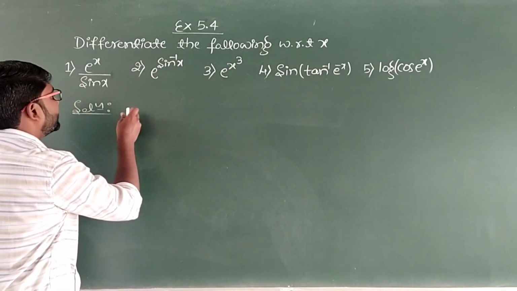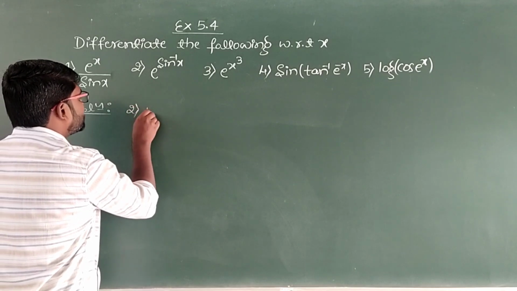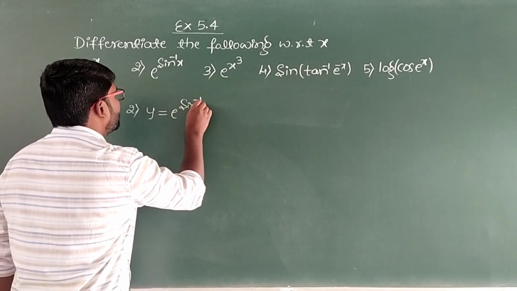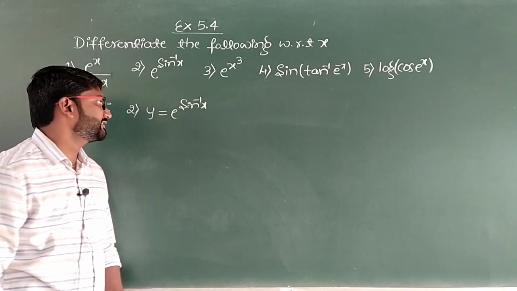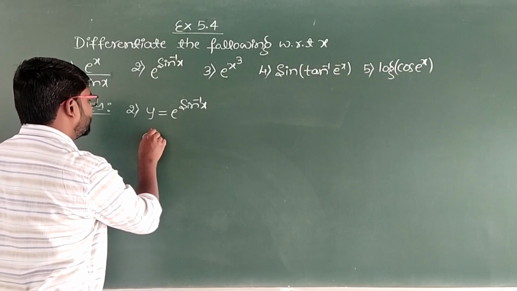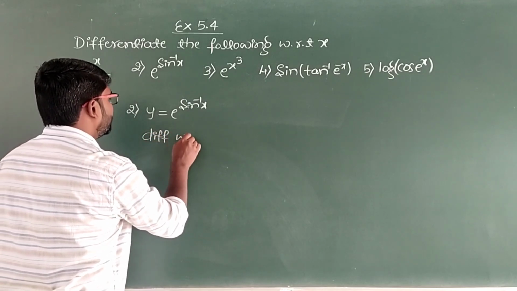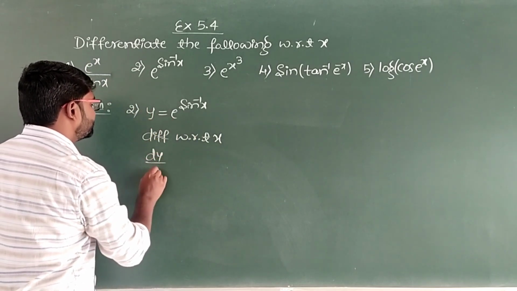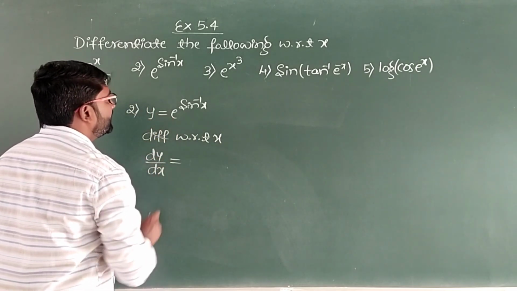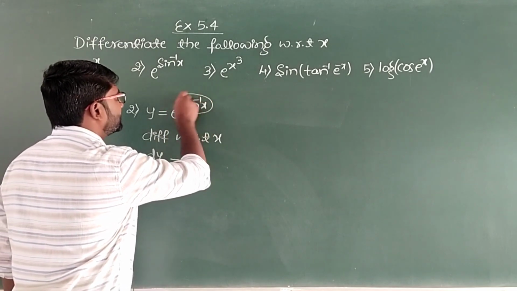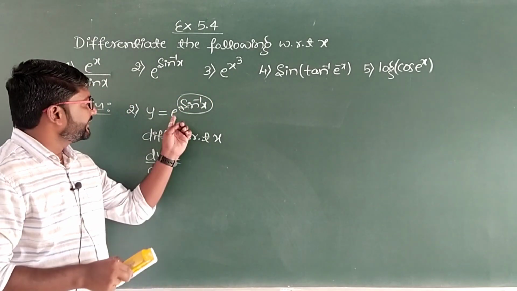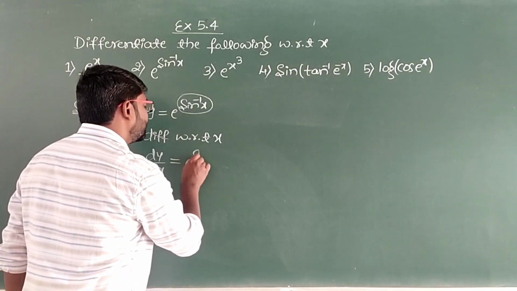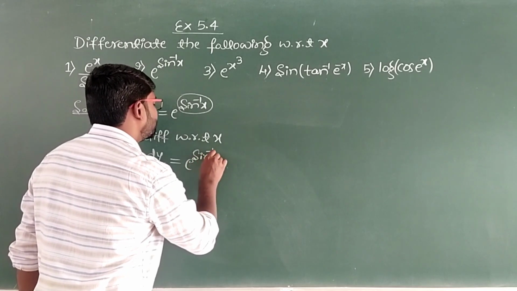Well, question number 2 is y equals e power sin inverse x. Differentiate both the sides with respect to x. This becomes dy by dx equals, now we should consider sin inverse x as one term. That means it is in the form of e power x. Derivative of e power x will be e power x itself. That means it is e power sin inverse x.